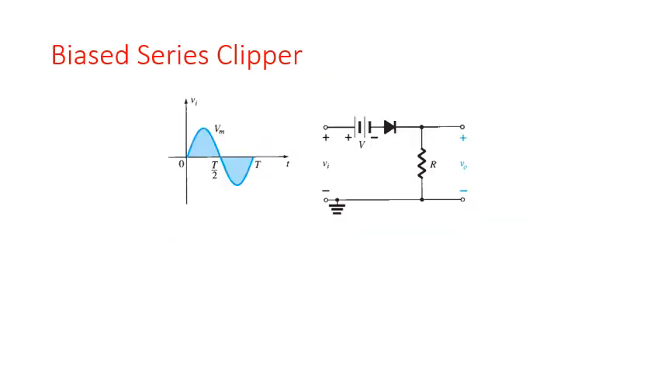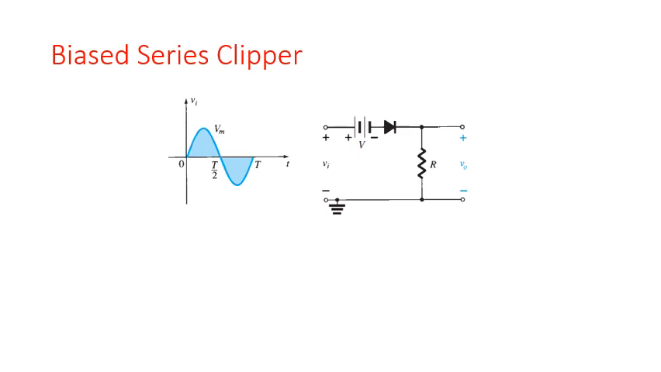Now in this very same series clipper, if I add a voltage source over here, addition of this external voltage source to my clipper is known as biasing of the circuit. So now this is known as a biased series clipper. The waveform that you are seeing over here is a sinusoidal waveform. So we've taken a sine waveform as the input and I want to find out the output.